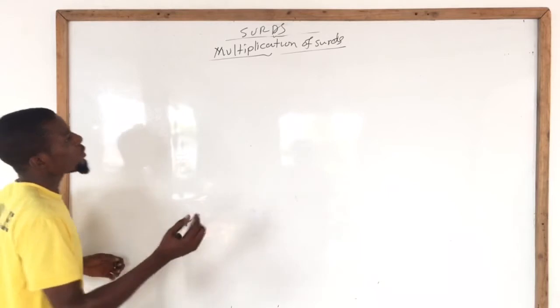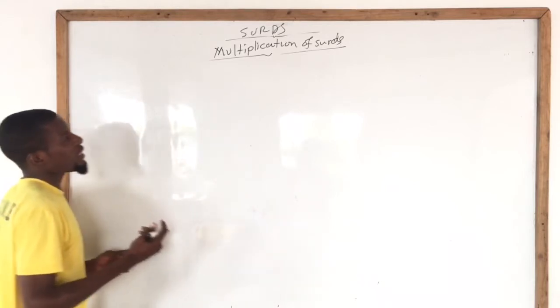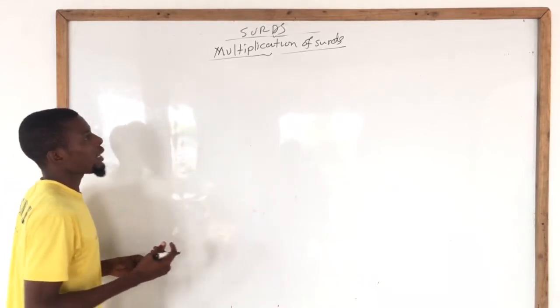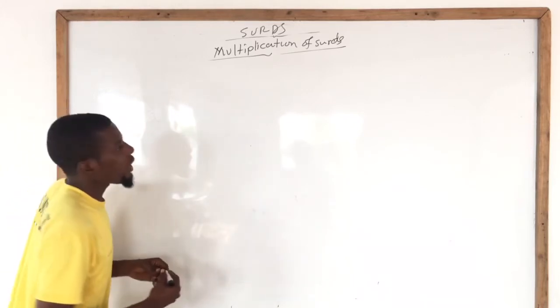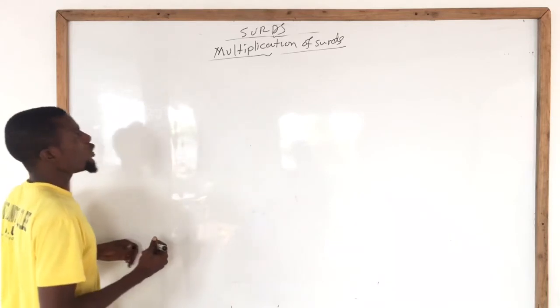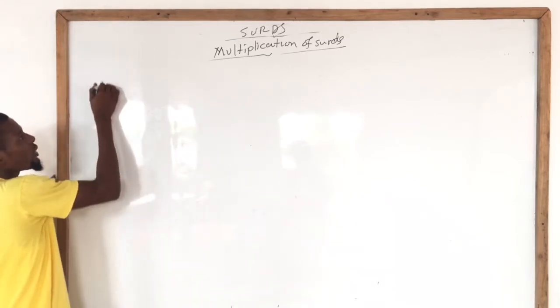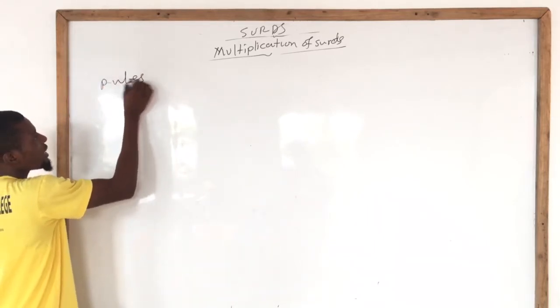Remember we said a surd is an irrational number that is in a root sign. Are you okay? So if you want to multiply surds, let's look at the rules for multiplying surds.